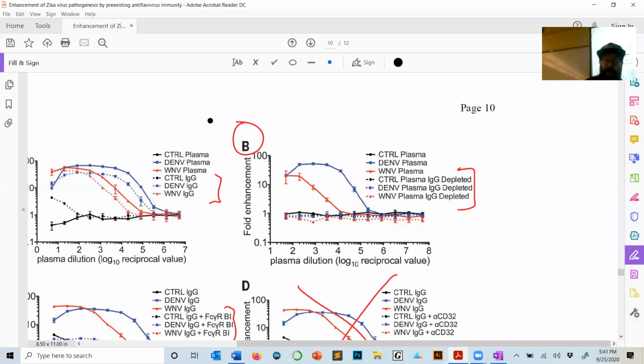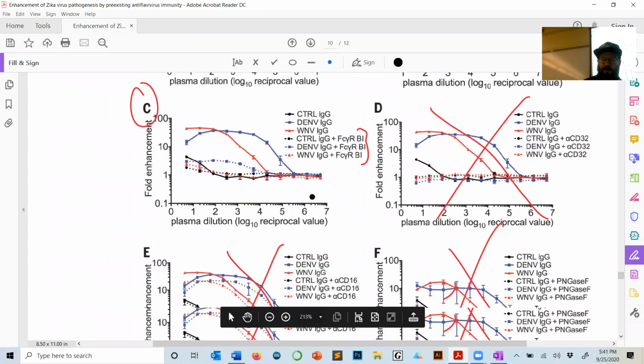So these A and B are kind of like reciprocal experiments. Here they're adding IgG, and here they're taking it away. It's like the reciprocal. Two different ways to test the same hypothesis.